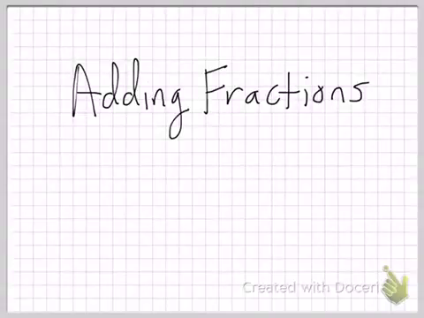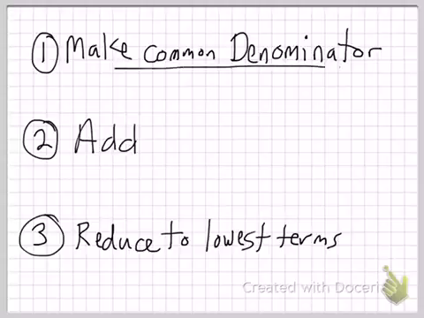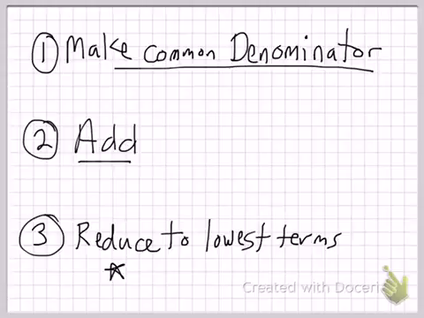All right, let's talk about adding fractions together. There are more steps to adding fractions than there are to multiplying fractions. So I've come up with a list of the general 3 things that you should be doing. The first thing that you should be doing is making a common denominator. The second thing you should be doing is actually adding them together. And finally, you should always check and see if your fractions can reduce to lowest terms or not.